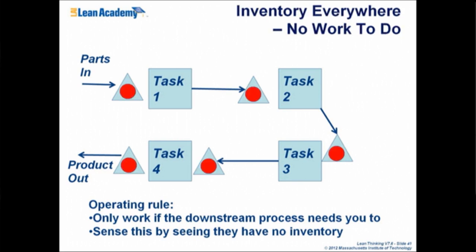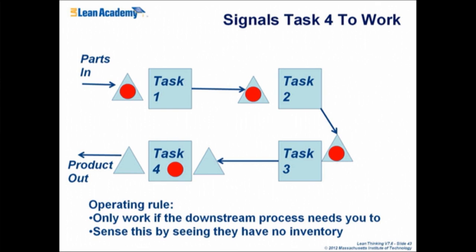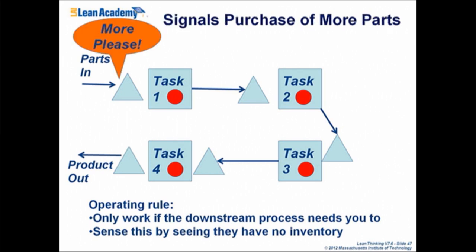So in practice, everybody has inventory, nobody works, until the next process in line, the internal or external customer, takes the product away from here. Now task 4 starts to work. To do that, they start using their inventory, which means 3 starts working, which means 2 starts working, which means 1 starts working. So now everybody's working. And of course now we're out here, so we have to go ask our internal or external supplier for more parts, for more stuff.